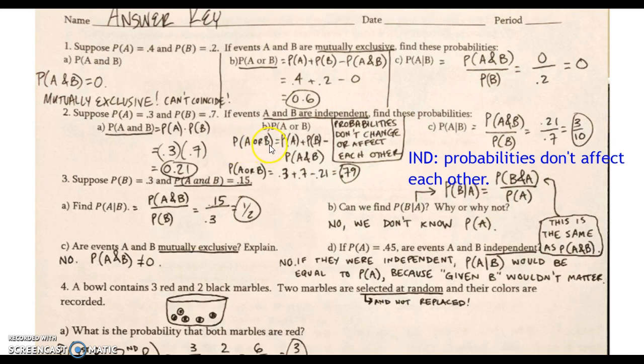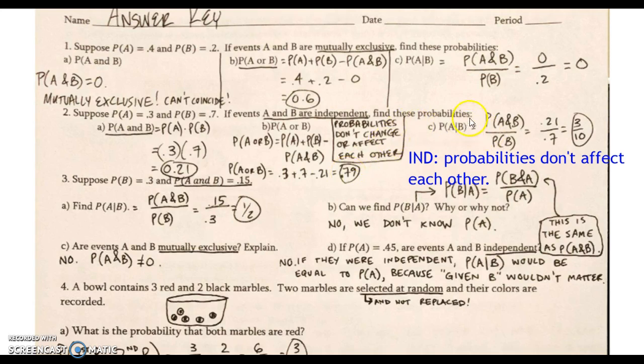The probability of A or B, remember, it's that same formula from before, but in this case we have a probability of A and B. So 0.3 plus 0.7, that's A and B. And then the probability of A and B, that's going to be 0.21. We calculate that to be 0.79.